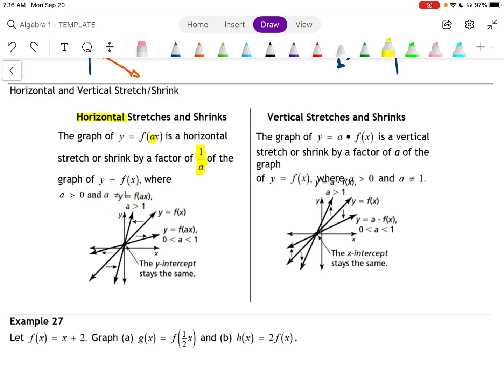Then the vertical stretch or shrink is whenever the number is out front. In it, you don't have to deal with the reciprocal. Whenever the number is more than 1, we think of it as a stretch. It makes it larger. If it's less than 1, it's a shrink. It makes it kind of smaller.